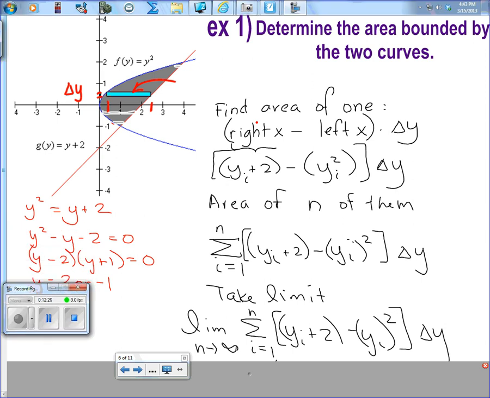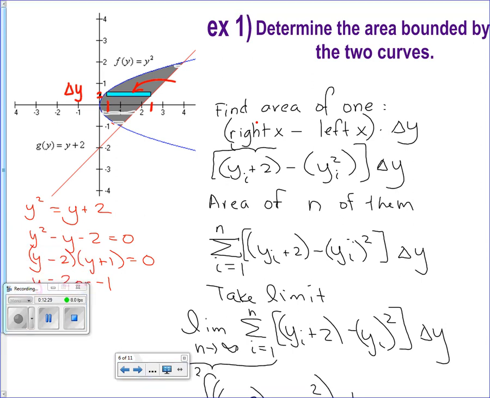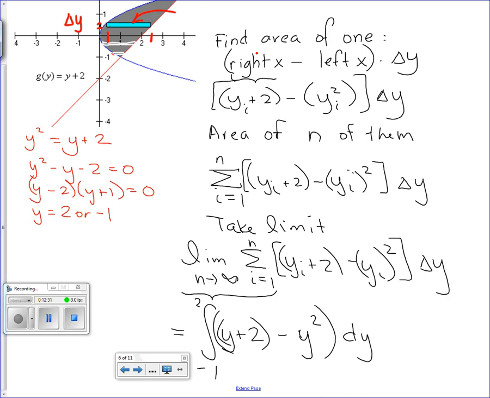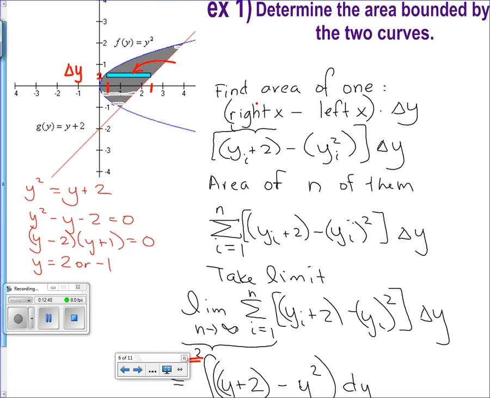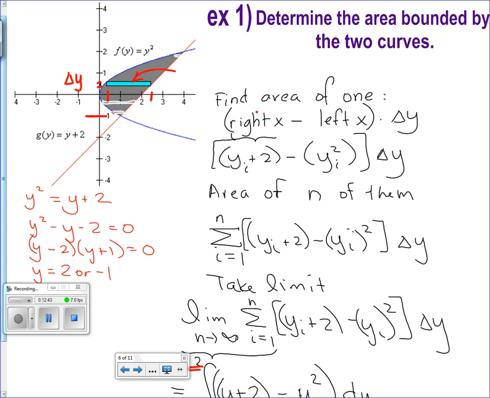Then you set up your final integral, being the integral from -1 to 2 of y plus 2 minus y squared dy. As a verification, you might have used the limits that were shown here as -1 to 2, but here's a verification that they in fact are the limits. Set the two functions equal and solve for y. It's a factorable quadratic equation.